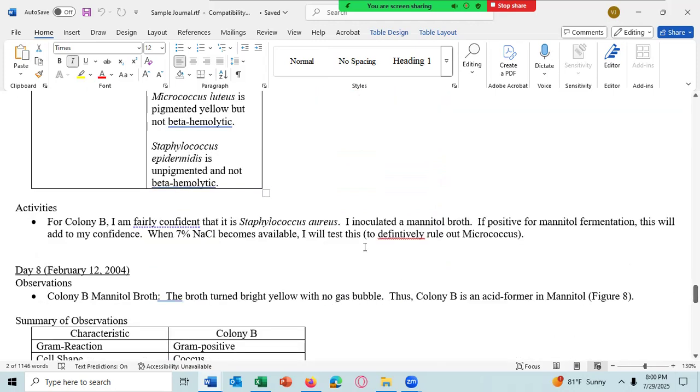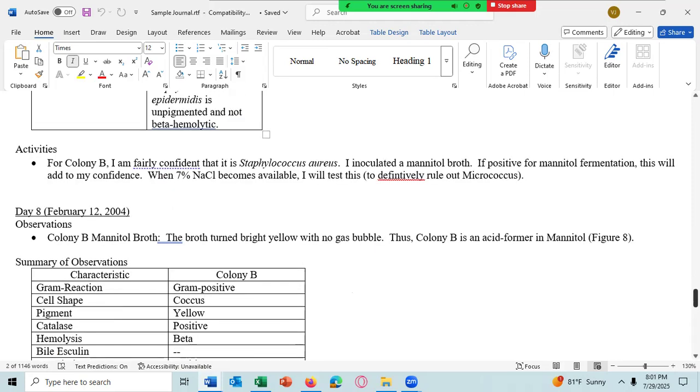And he did a further test where he is doing the activity. He's inoculating colony B on mannitol salt agar, the broth. And if it ferments the mannitol, actually this is a broth, so it's not mannitol salt agar, it's mannitol broth. And if it ferments the mannitol, it can grow in 7% sodium chloride, and it would definitely rule out the Micrococcus species because Micrococcus luteus cannot ferment mannitol. Staphylococcus aureus can. Any question about any of that?